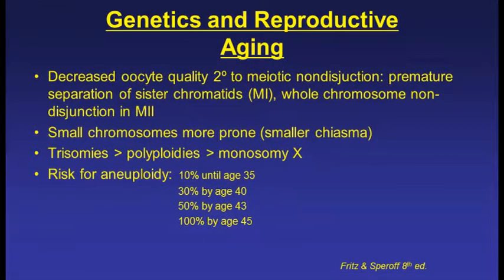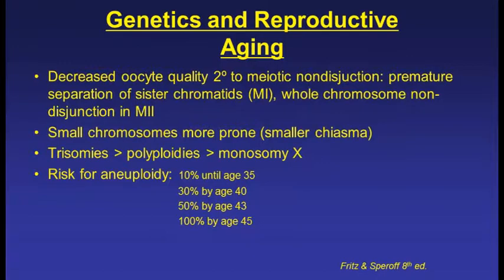In addition to decreased success with fertility, we have genetics and reproductive aging, so decreased oocyte quality. When that happens, we also get errors when eggs and sperm combine, and you get genetic abnormalities in the offspring. That's where you have an increased risk of having babies affected by Down syndrome, trisomy 18, and trisomy 13 in advanced maternal age. It seems to be the smaller chromosomes that are more prone, i.e. trisomy 21. That's a very, very small little tiny chromosome. Most of the time we see trisomies. A lot of times we see polyploidies, and a lot of times we see monosomy X.